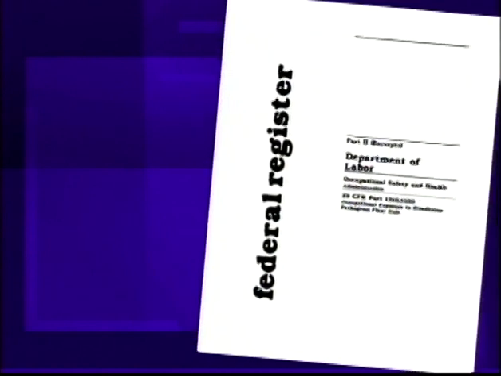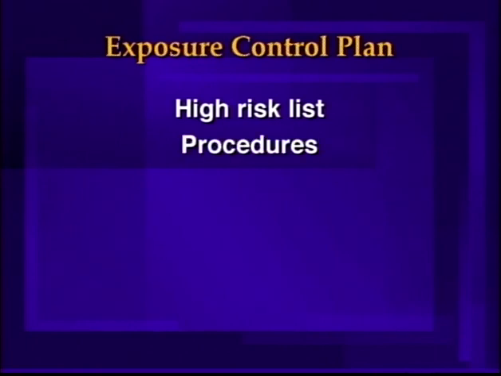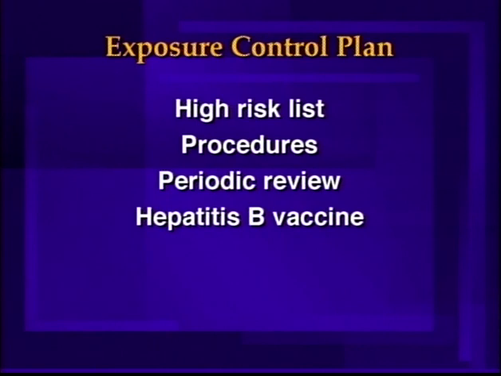OSHA has created detailed standards for exposure to bloodborne pathogens, which apply to home health agencies. OSHA requires that each agency develop a written exposure control plan, which includes a list of high-risk job classifications, tasks, and procedures, procedures for evaluating exposure incidents, and documented evidence of a periodic review of the plan at least once a year. In addition, home health agencies must offer hepatitis B vaccine to all at-risk employees who have not been previously vaccinated at no cost to the employee.